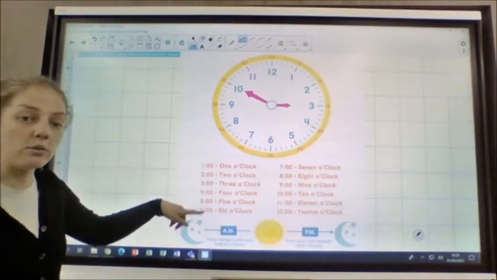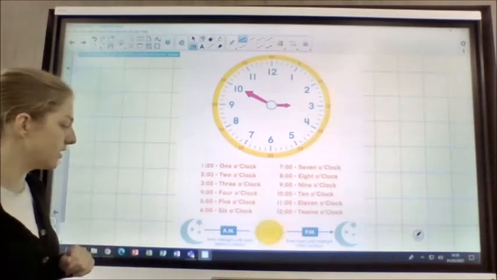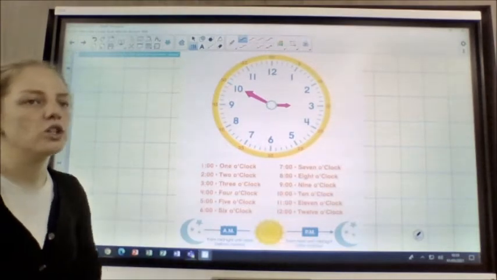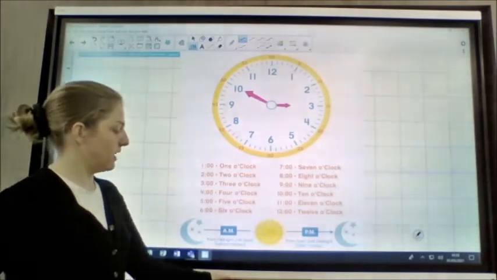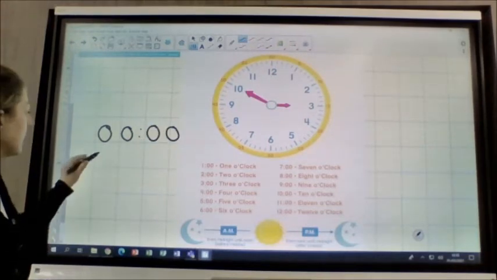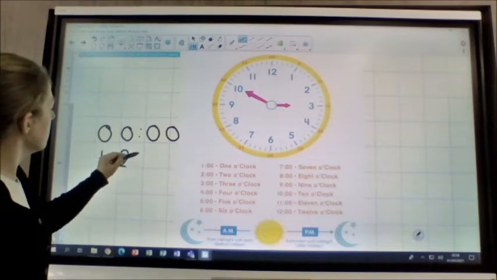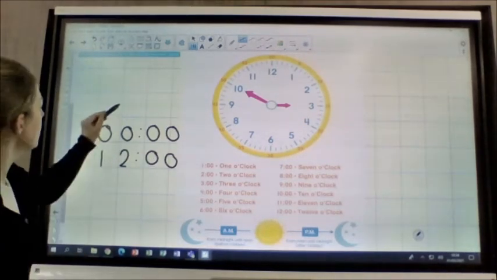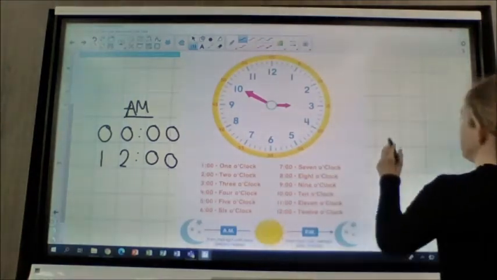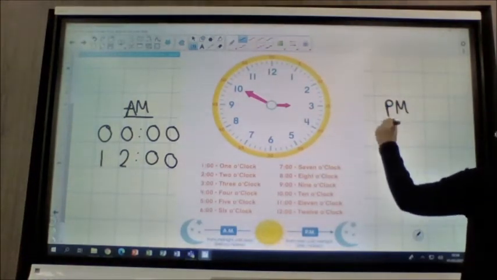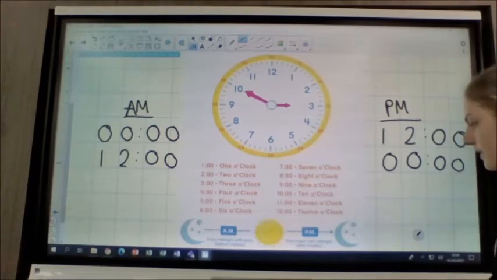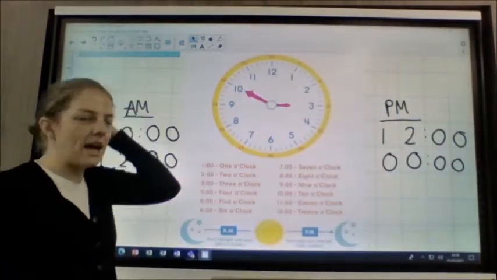I've also got on my board how you would write those times if you were to write it out as a sentence. As it says here, so in the AM, so AM is the morning from midnight until noon. So that would be midnight would be written like this. Okay. And that would be until noon. So that would be AM. And my PM would be from noon until midnight. So that's after midday. So now you've got an idea of what AM and PM is.